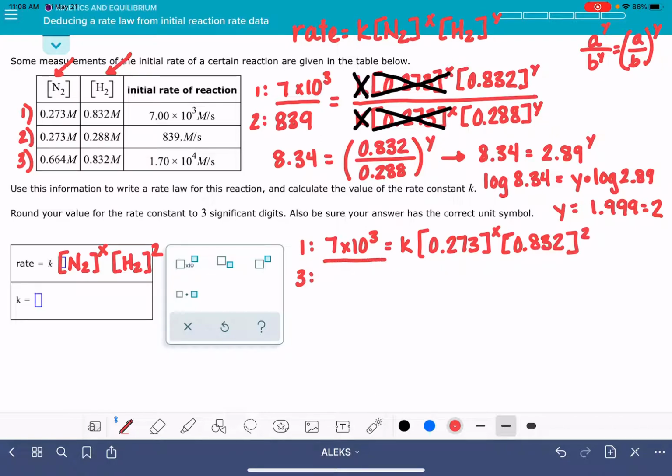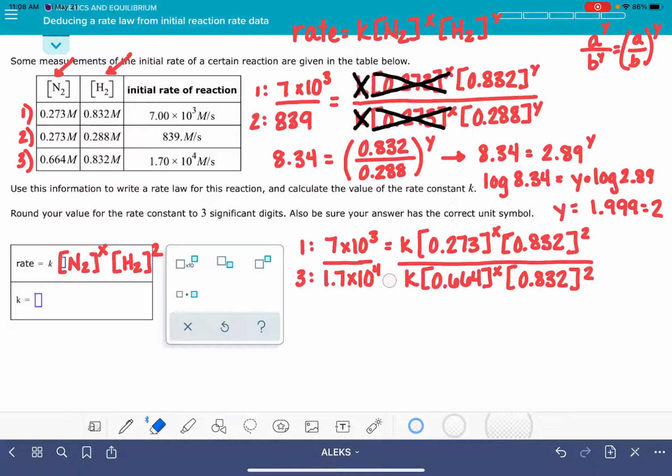Now we're going to do the same thing for data set number 3. For data set number 3, the rate is 1.7 times 10 to the 4. The value of the rate constant is K. Our N2 concentration is 0.664, and that's raised to the X. And our H2 concentration is 0.832, and we know that that's getting raised to the 2. And again, I'm going to fix my weird looking equal sign so it looks like that.